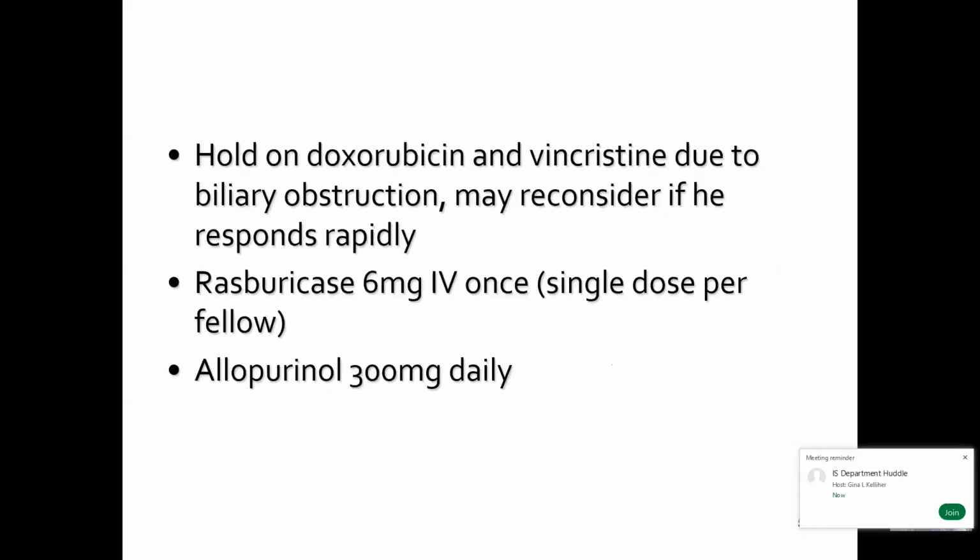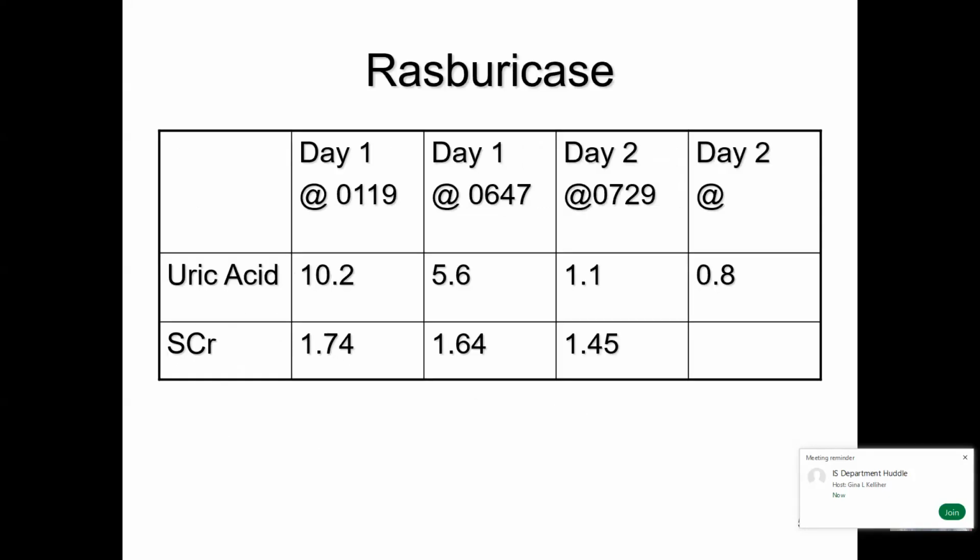So really, this is a hyper-CVAD regimen. What happens is you hold the doxorubicin and vincristine because they both require hepatic adjustments. The hepatic insufficiency was likely being caused by the disease, at least that's the thought. You give rasburicase. We would probably do 3 milligrams now and check the next day and redose. Start allopurinol. And if we look, the uric acid goes down nicely.